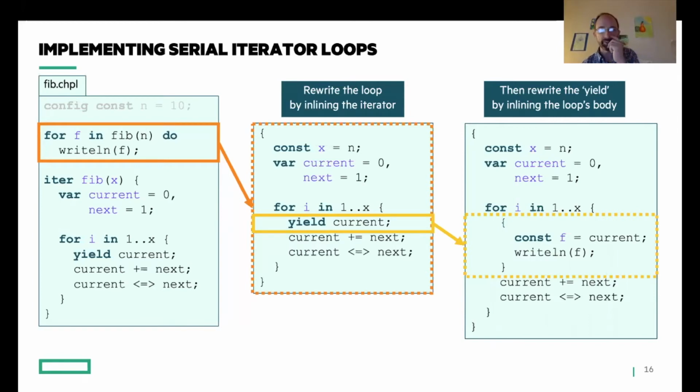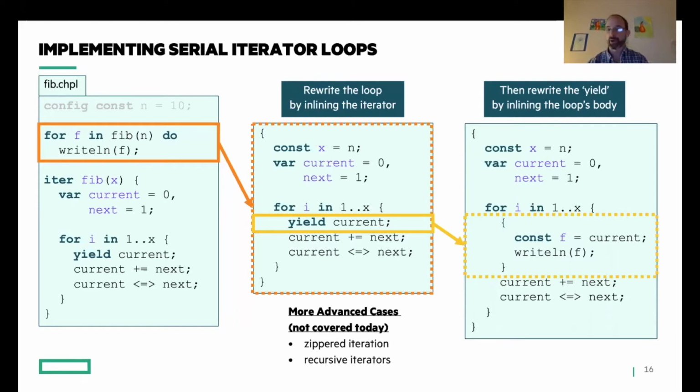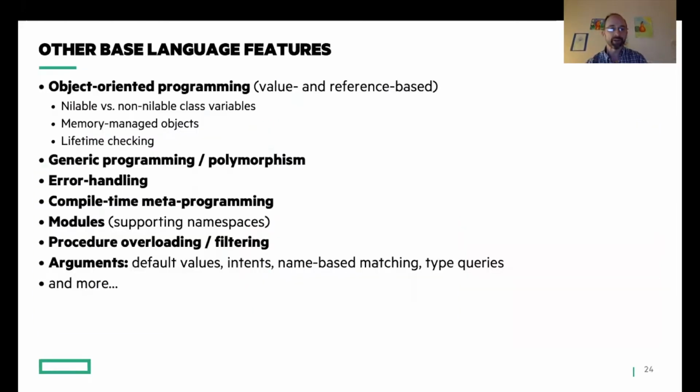Now, this is a fairly simple case, but lots and lots of cases are this simple in practice. A couple more advanced cases I'm not going to talk about today are zippered iteration, when you're iterating over multiple iterators simultaneously in lockstep, and recursive iterators, which obviously are harder to inline. But that's what I wanted to tell you about the base language and implementing it.